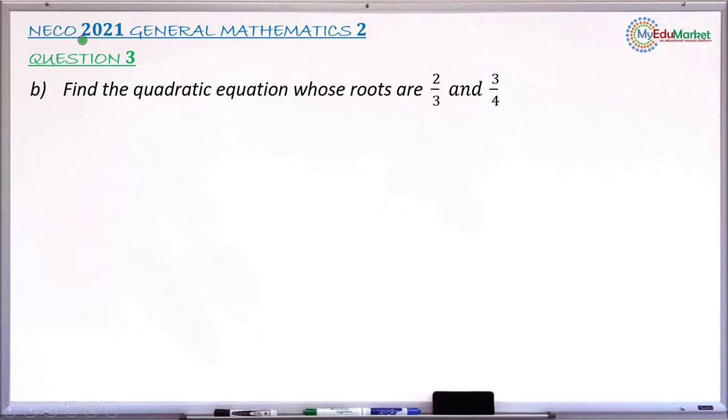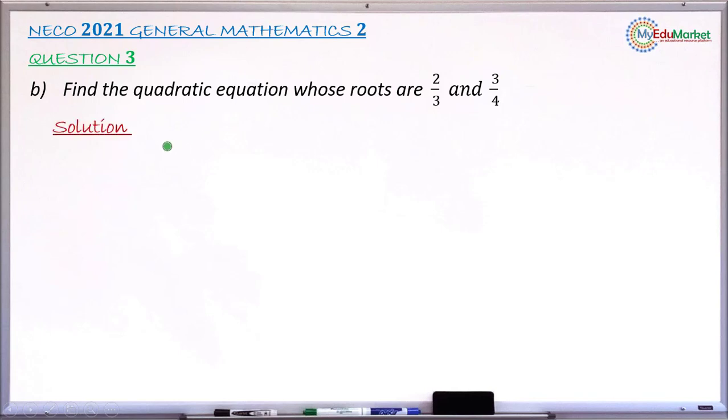And this is NECO 2021 General Mathematics Paper 2, and we are answering question number 3b, and the question reads, you have to find the quadratic equation whose roots are 2 over 3 and 3 over 4. These are the given roots of that very quadratic equation that you are asked to find its equation. So let's attempt to answer this very question together.